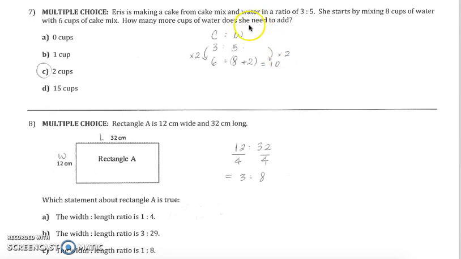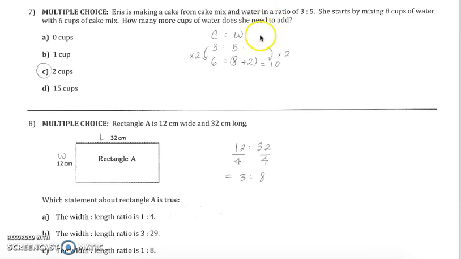Number 7, multiple choice. Eris is making a cake from cake mix and water in a ratio of 3 to 5. She starts by mixing 8 cups of water with 6 cups of cake mix. How many more cups of water does she need to add?